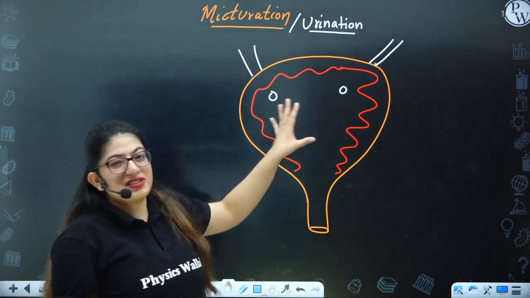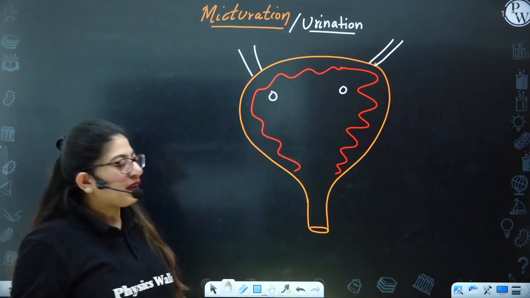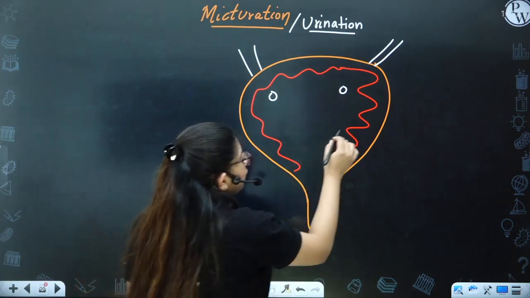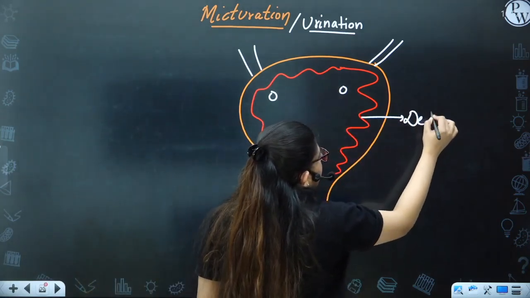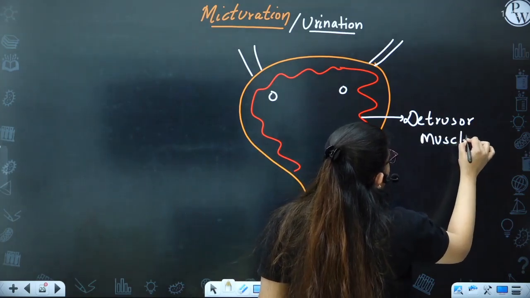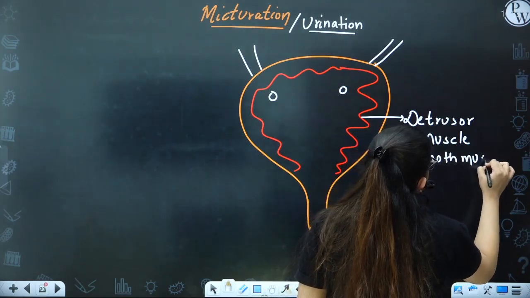So here the urine is stored in the urinary bladder, around 500 ml. The main purpose of the urinary bladder is to store urine. And here in the urinary bladder, detrusor muscles are present. Which muscles? Detrusor muscles. These are a type of smooth muscles.